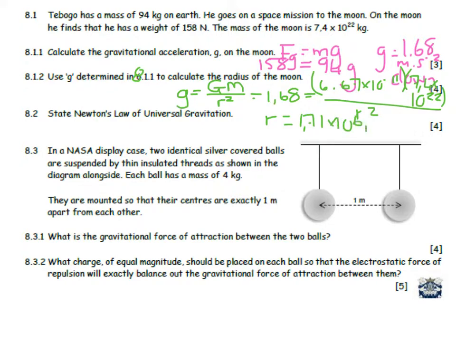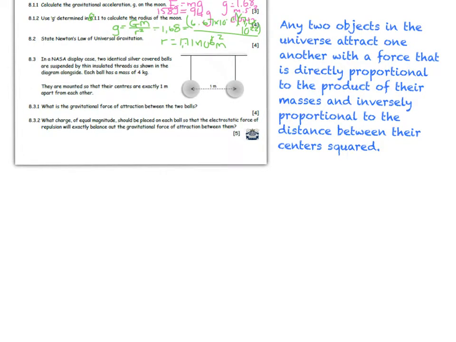State Newton's universal law of gravitation. So that is just bookwork. Any two objects in the universe attract one another with a force that is directly proportional to the product of their masses and inversely proportional to the distance between their centers squared.